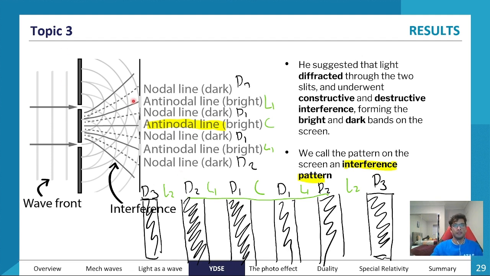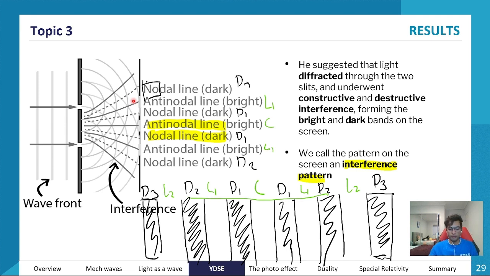So antinode is constructive interference, and nodal lines is what happens when we have destructive interference. It's a bit confusing to remember the two, but one way I used to think about it is nodal lines, no, you have no at the front, no meaning no. So nodal lines means no light, and an antinode would be the opposite, so light. You're actually having light, not darkness. And this is essentially what happened.